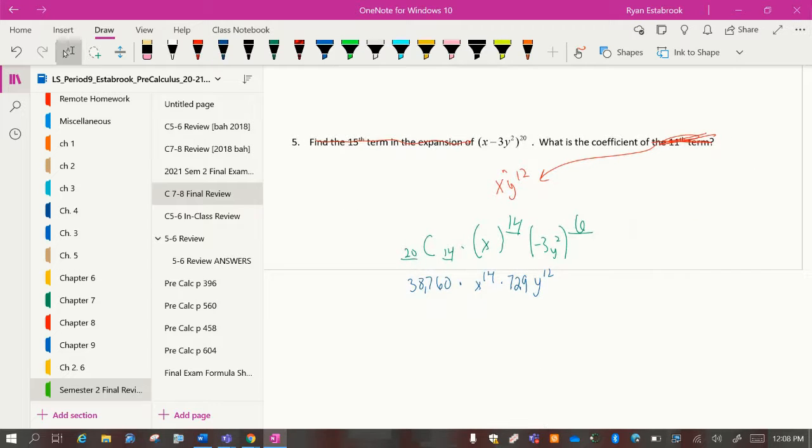The question is actually asking, what is the coefficient on this term? So we've got to do a little bit more multiplying, specifically multiply that 38,000 number and the 729 number. This is a perfect question for Julie. And there's our answer. It just asks for the coefficient. I don't have to put the things after it. That's the coefficient.